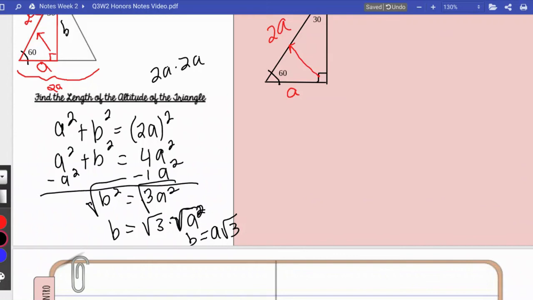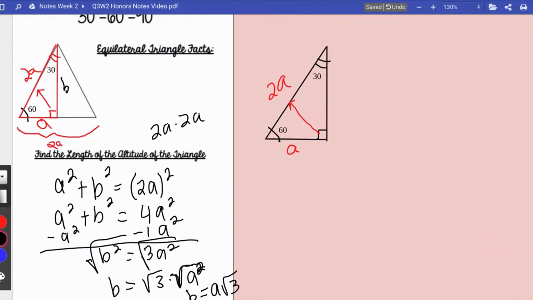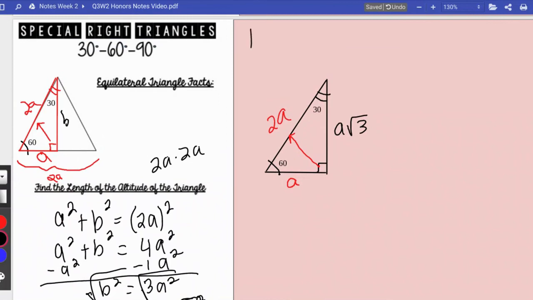This is a proof just to prove to you guys that whenever I have a 30, 60, 90 triangle, the short leg gets A, the longer leg will always be labeled A square roots of 3, and the hypotenuse is 2A. This is how we always label a 30, 60, 90 triangle. This is a pattern that was created or found out by a mathematician back in the day. He found this pattern anytime he had a triangle that was a 30, 60, 90 triangle.